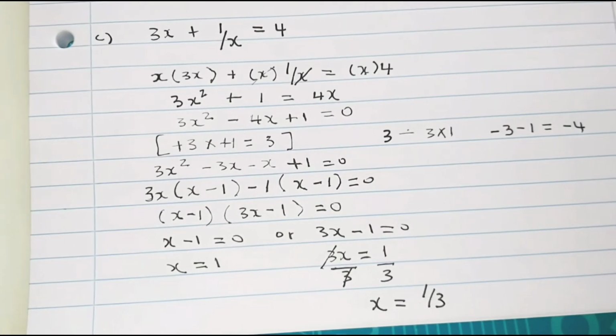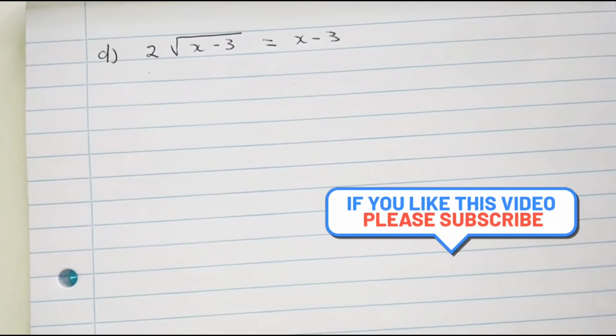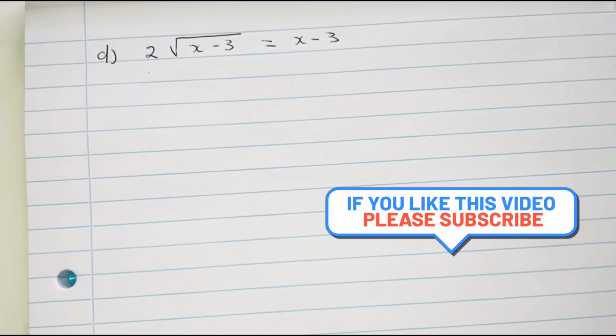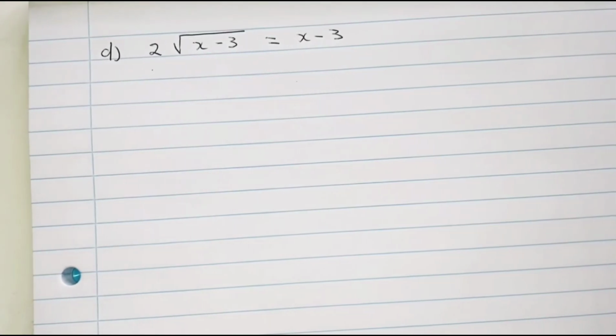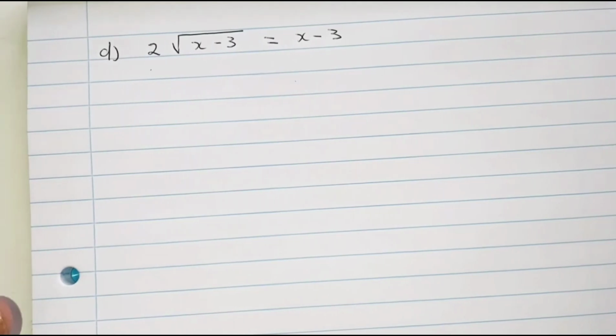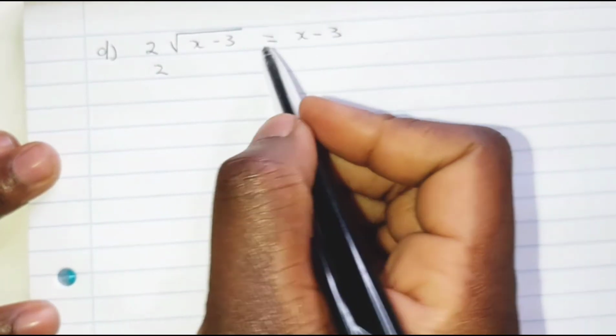Okay, so moving into our last question. So moving to our last problem, what we have here is 2 times the square root of x minus 3 is equal to x minus 3, right? So if you see the square root, we're just going to square both sides. So it's going to be like 2.